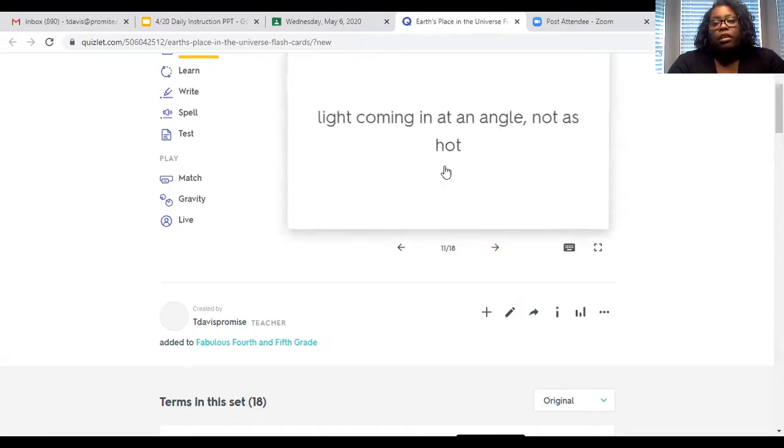Indirect light. So it's light coming in at an angle, and it's not as hot. So as we revolve around the sun and we continue to rotate on our axis, we receive more indirect sunlight or indirect light energy from the sun. And because it's more indirect, it's not as hot. So that would be like the temperatures of spring, autumn, and winter.